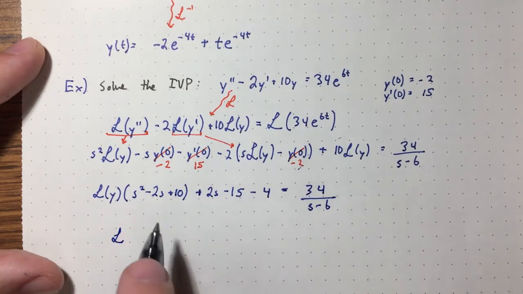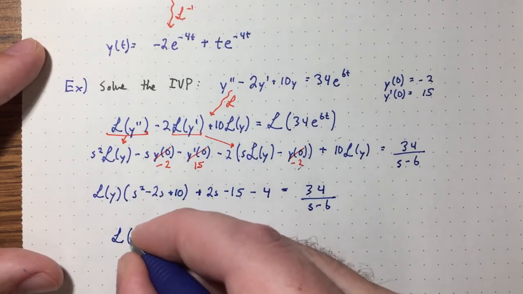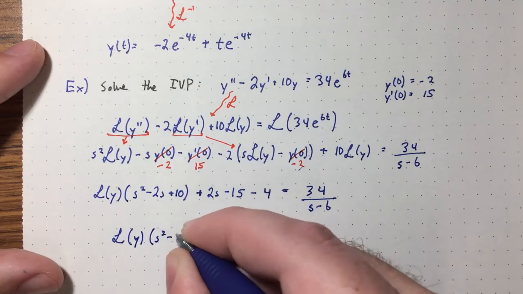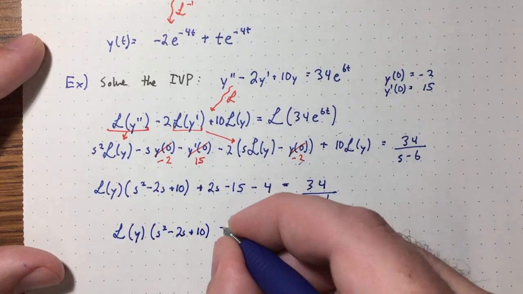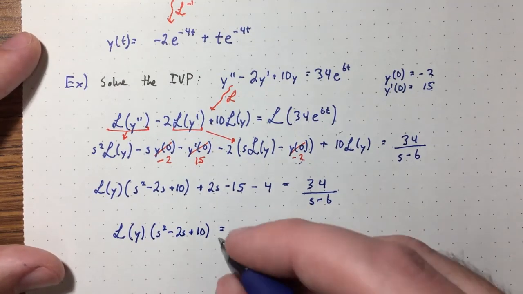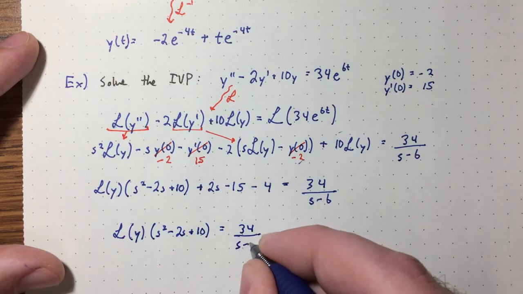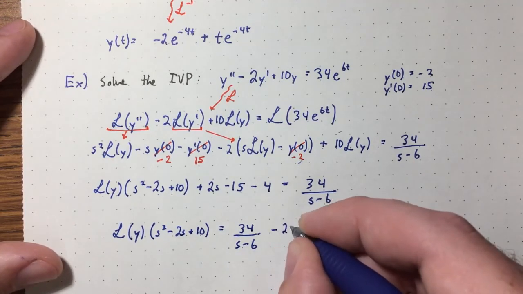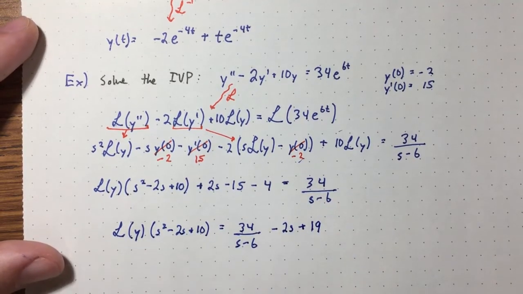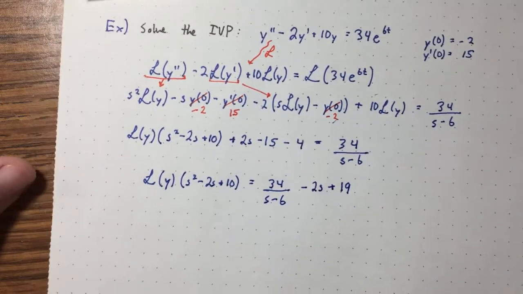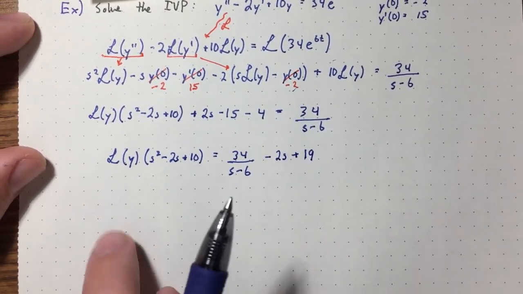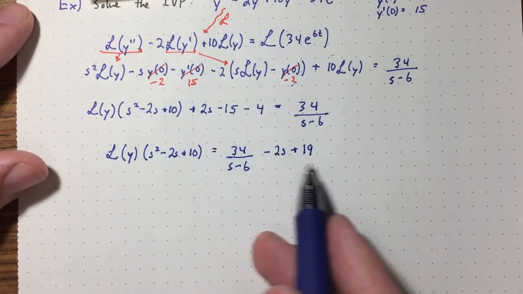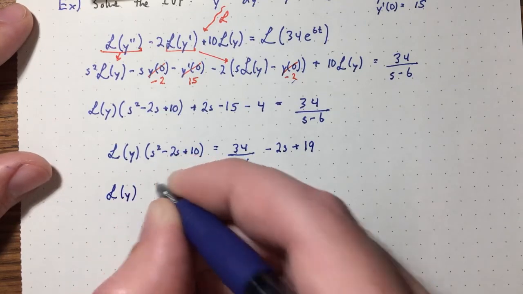Okay, let's now move this all over to the other side. L of y times s squared minus 2s plus 10 equals, well, we have this, the 34 over s minus 6. And there are a couple approaches you could use here. For example, you can try to combine these fractions if you want. So you can try to make a common denominator here. I'm actually going to try to avoid that because remember, often when we get to L of y equals something, we want to take partial fractions anyway, which is sort of the opposite of finding a common denominator. But sometimes that is helpful, actually. But here I'm just going to leave it like that.